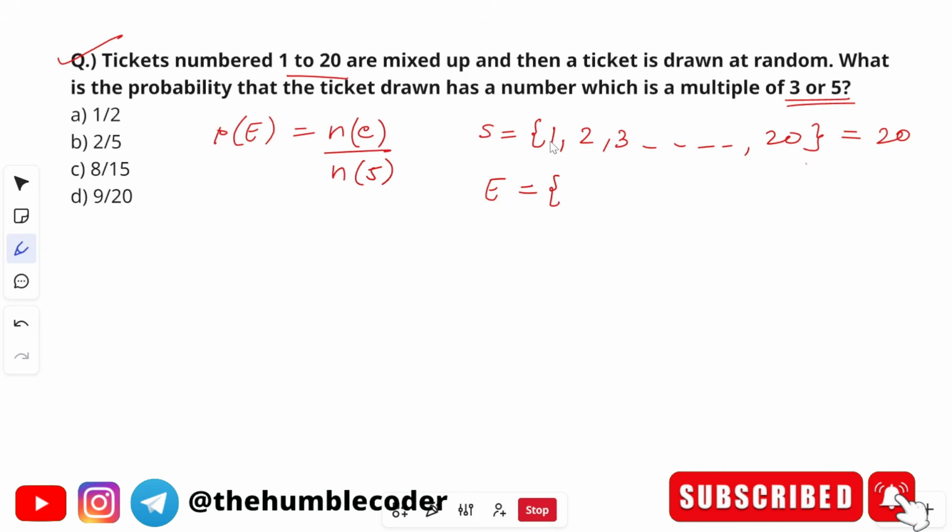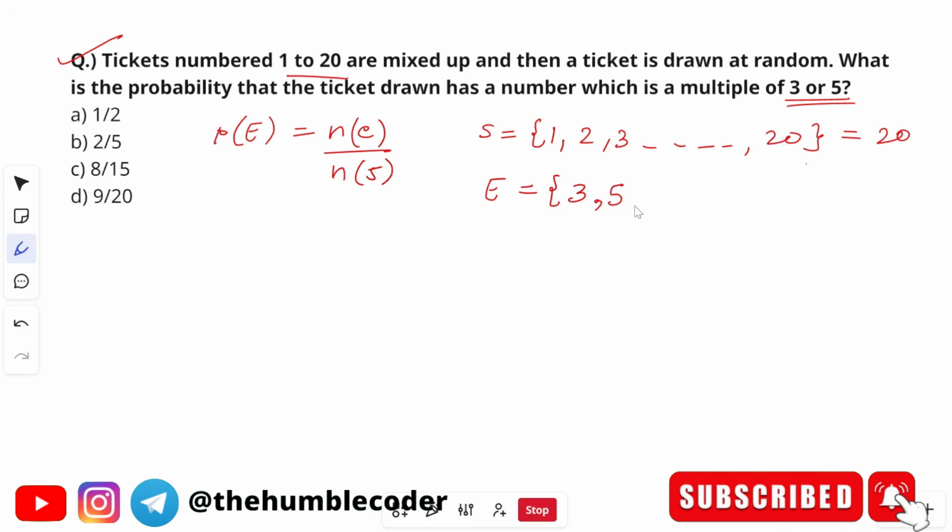In the sample space we have a lot of numbers, all from 1 to 20. In the event we will only take those numbers which are a multiple of either 3 or 5. So 1 cannot come, 2 also cannot come, but 3 can come, because 3 is a multiple of 3. In the same way, 4 cannot come because 4 is not a multiple of either 3 or 5.